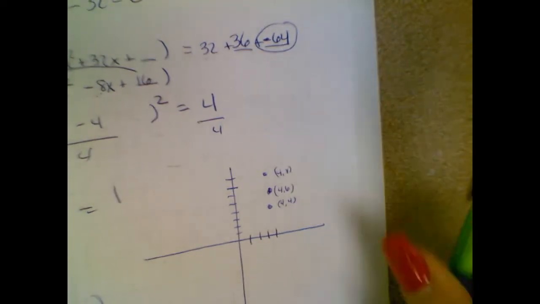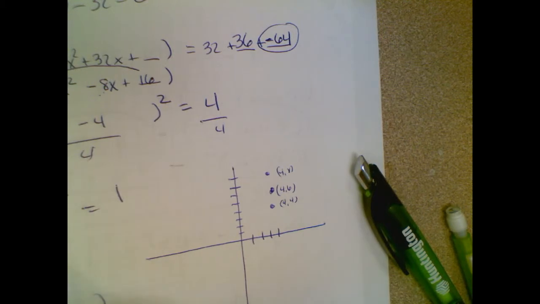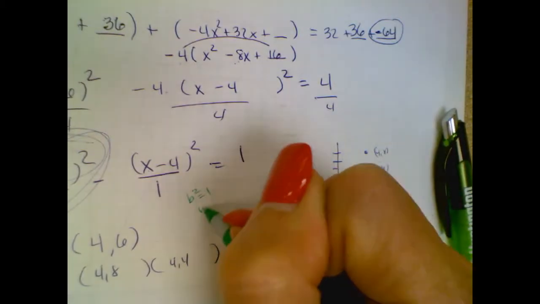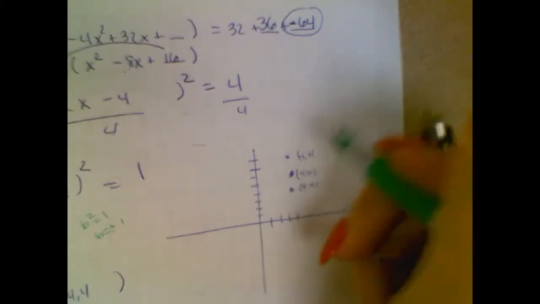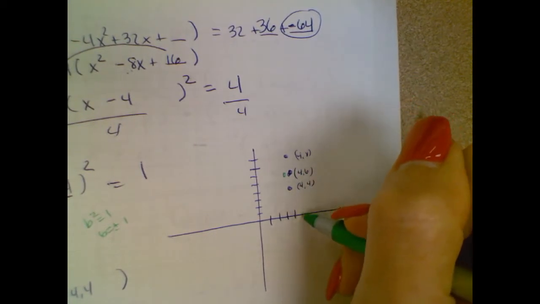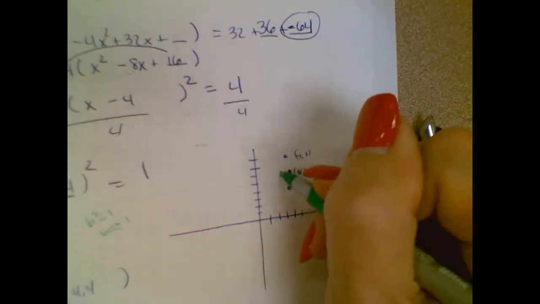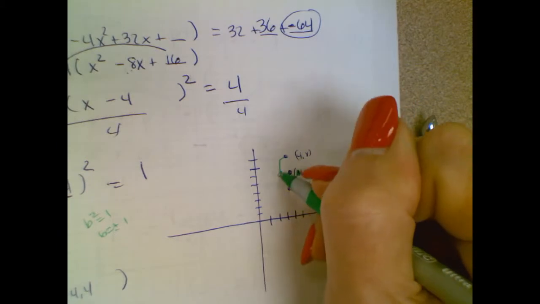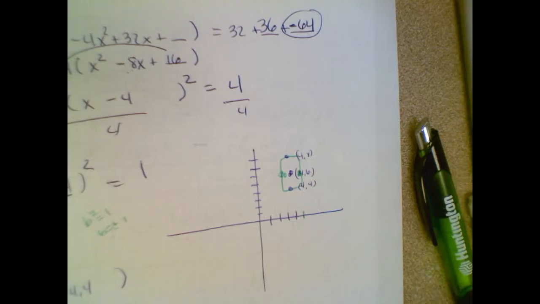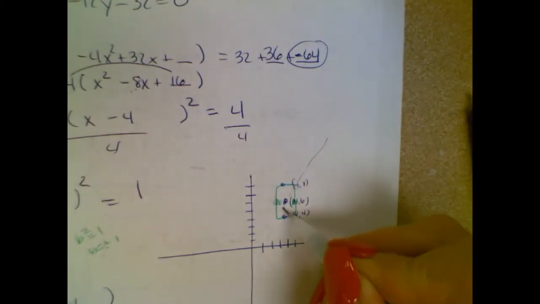But we're going to create a box. So the b squared is 1. So b is plus or minus 1. So from the center, we're going to go 1 to the right and 1 to the left. Maybe that one's about right there. There's your box. So your asymptotes go from center to each corner.